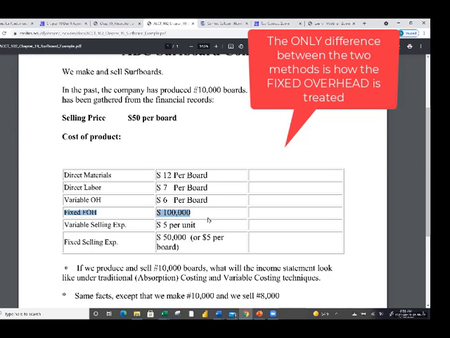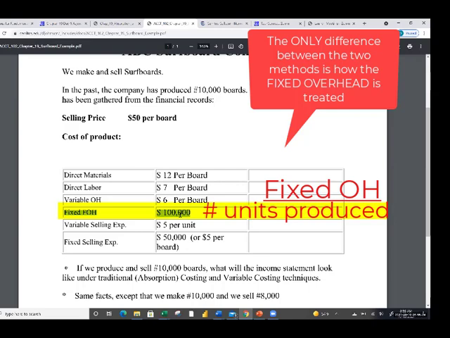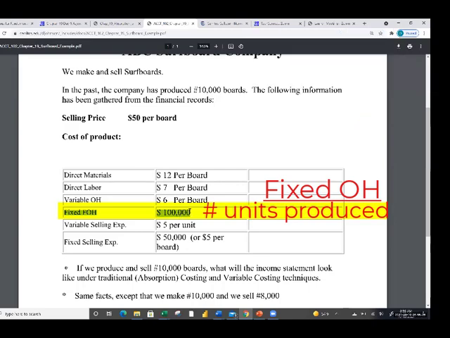So when we're working through problems, whether it be with me in the classroom or at home as you're doing your homework, go find the fixed overhead line item and highlight it, because that's what is treated differently in direct costing. And right now, I would just calculate off to the side how much that is per unit.